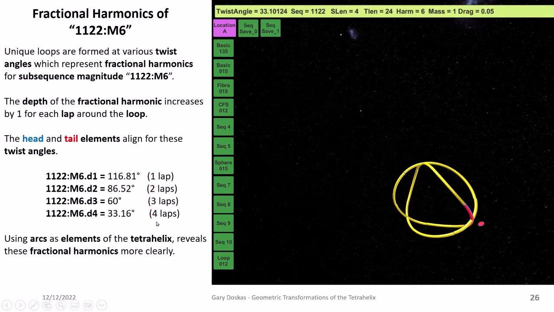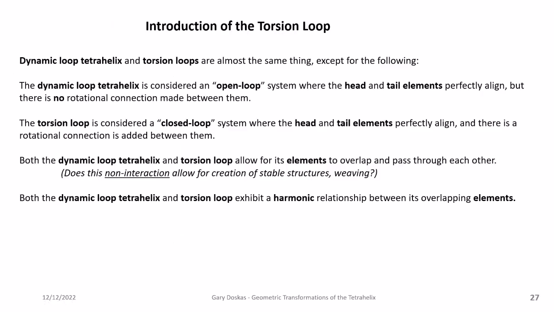And now I'm going to introduce the concept of a torsion loop. So we just looked at what I call a dynamic loop tetrahelix, and a torsion loop. They're almost exactly the same thing, except for the following features. The dynamic loop tetrahelix is considered an open loop system where the head and tail elements perfectly align, but there is no rotational connection made between them. The torsion loop is considered a closed loop system where the head and tail elements are perfectly aligned, and there is a rotational connection added between them.